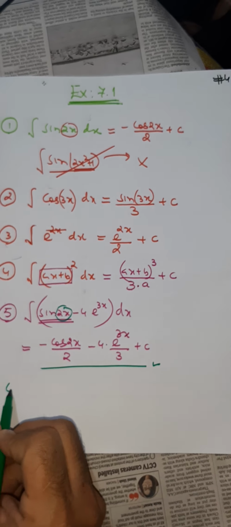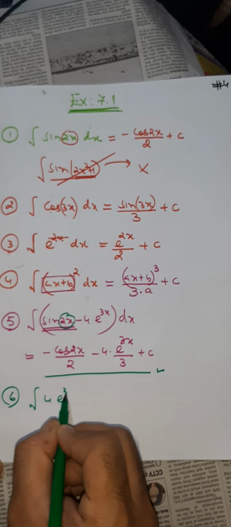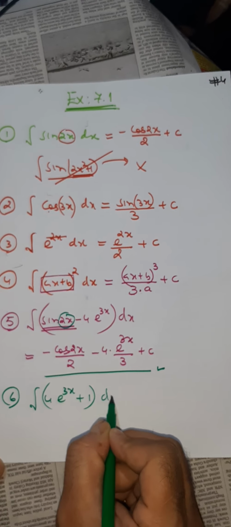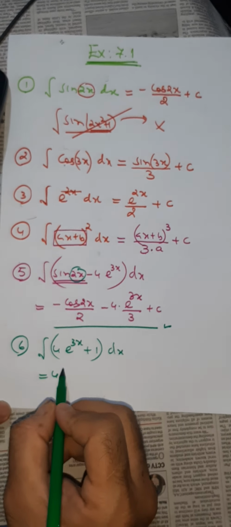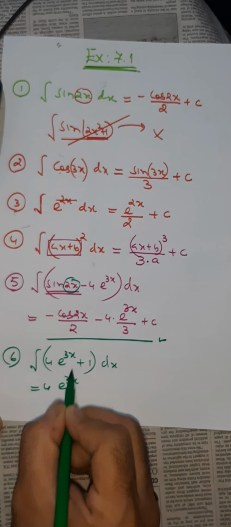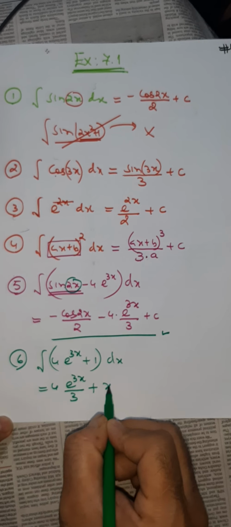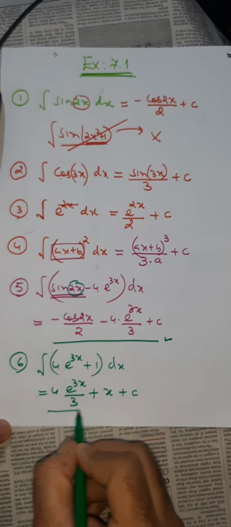Okay. Question number 6 here. Sixth question. 4 times e raised to 3x plus 1 the whole dx. So 4 being constant as it is. What's the integral of e raised to 3x? E raised to 3x upon 3, the coefficient of x. What's the integral of 1? Which is x, because the derivative of x is 1, plus c. So this is your answer.